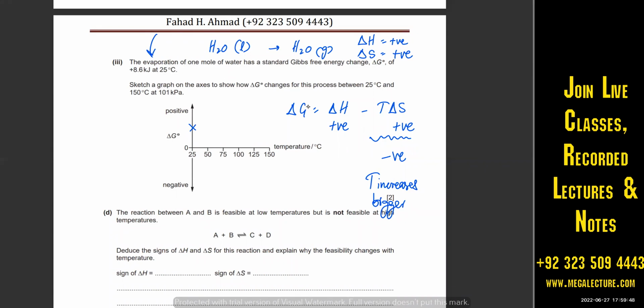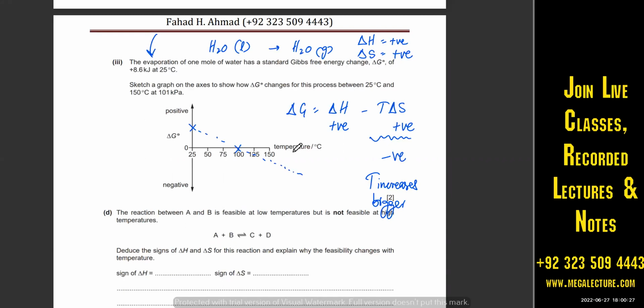So when do you think evaporation of water becomes feasible? At what temperature does it become feasible? At high temperature, but exactly at what temperature? 100 degrees centigrade. So that means delta G would be less than 0 above 100, right? So the graph would actually go like this. Before 100, it's going to be non-feasible, with a positive value. And as T increases, it's going to become more and more negative. So at this temperature, it becomes negative.